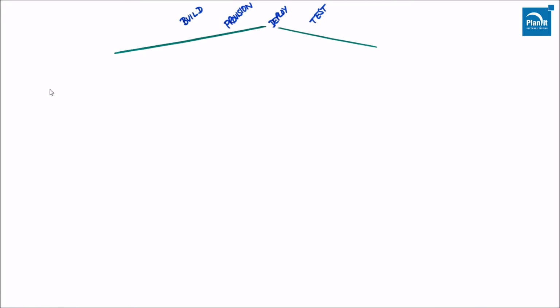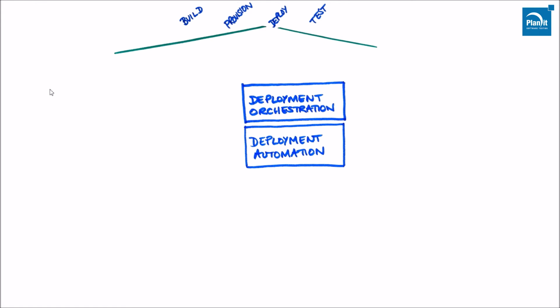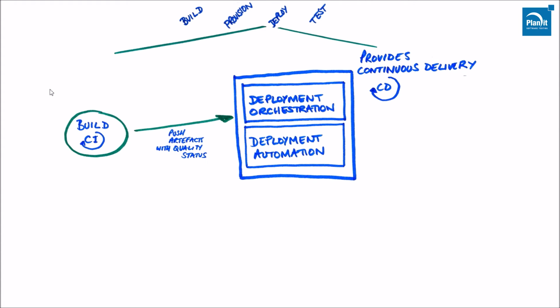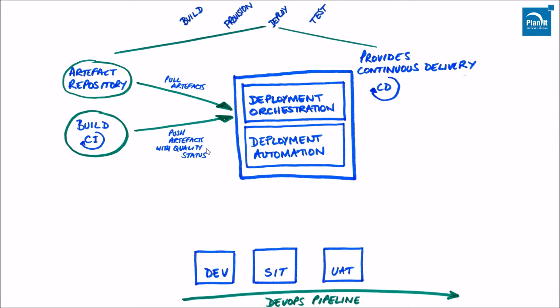So now we have a build of the software ready to go, and we have environments where it could potentially be deployed to. So now we just have to look at how DevOps treats the deployment process. The twin areas of deployment automation and deployment orchestration together make up the continuous delivery engine. This engine can either receive pushed artifacts from a build or continuous integration tool with a quality status attached, or pull them directly from an artifact repository.